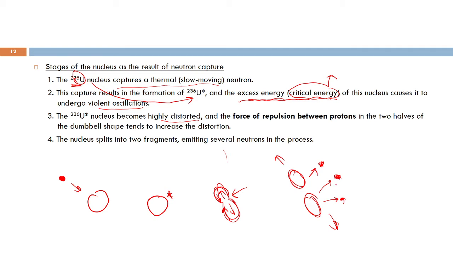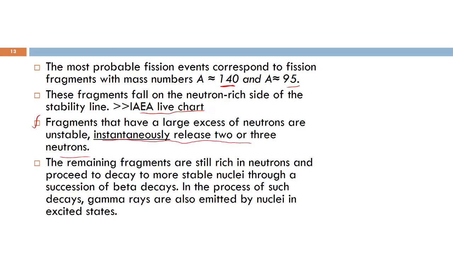Okay, that are produced after the fission. So instantaneously release 2 to 3 neutrons, and the remaining fragments are still rich in neutrons. And they decay to reach more stable nuclei through the beta minus decay. So you get gamma ray.